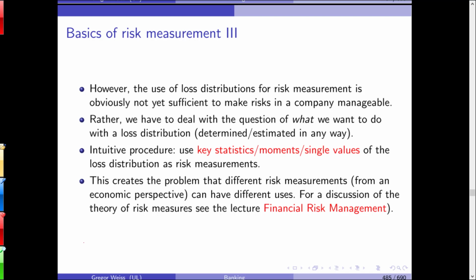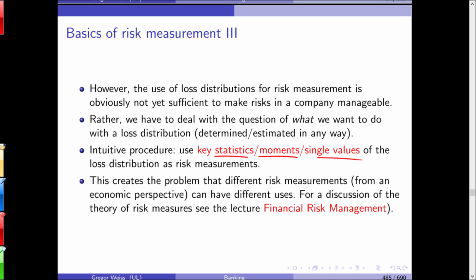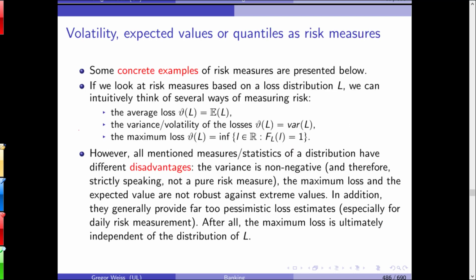If we have a loss distribution, what should we do next? You need some key figures, key statistics, moments, or single values of this loss distribution with which you can measure risk. For example, you can use the mean, the expected value. That could be one statistical number you could use based on a loss distribution. You could also say, I do not use the mean, but I will use the median. Slightly different. I could use the volatility as the square root of the variance. Then I could use the variance, and so on. So we need some risk measures based on loss distributions. We'll talk a lot about this in financial risk management, but some examples are here on the next slide.